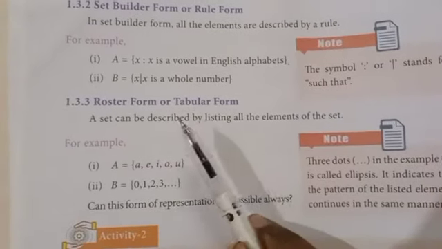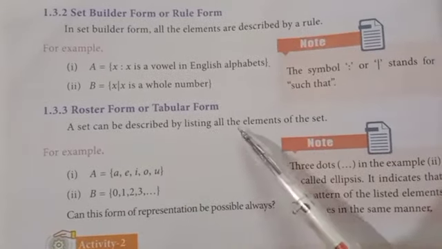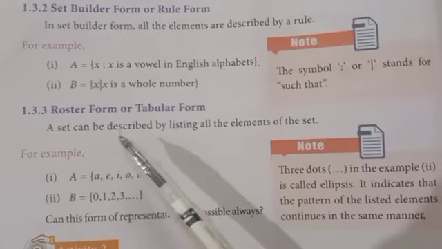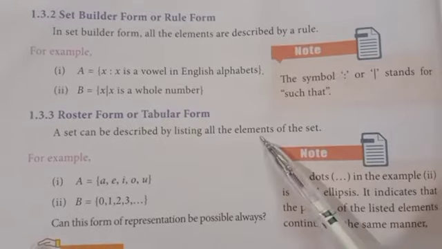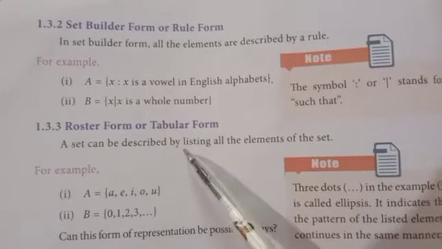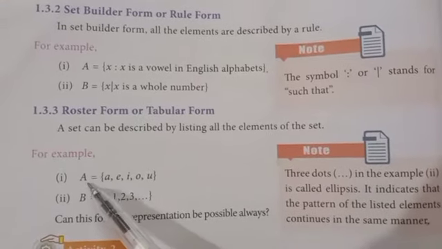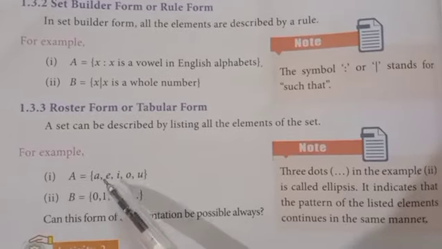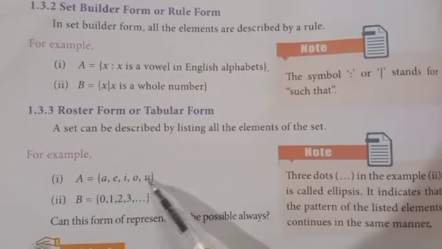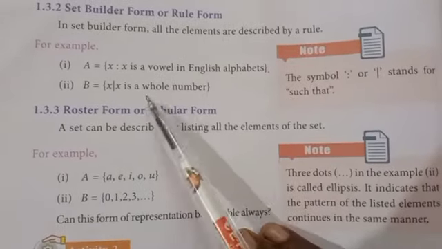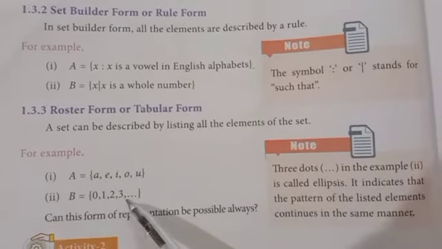Third method, roster form or tabular form. A set can be described by listing all the elements of the set. Listing the elements. So third method, what is the meaning? Listing the elements. For example, the English vowels: A is equal to the set of all A, E, I, O, U. Each letter we consider as an element. B is equal to the set of all whole numbers. Whole numbers start from 0. So that is 0, 1, 2, 3, etc.